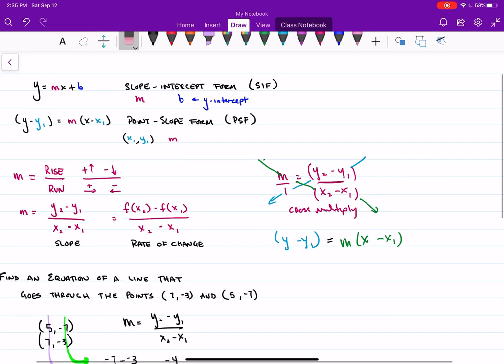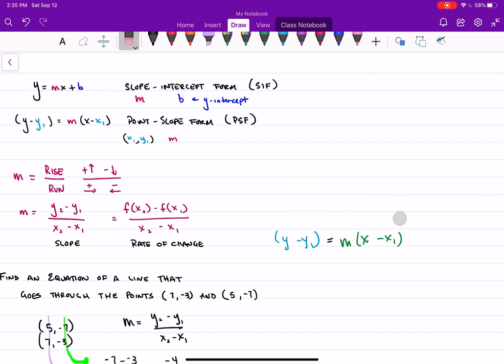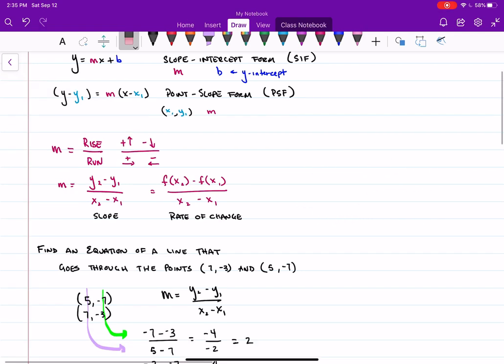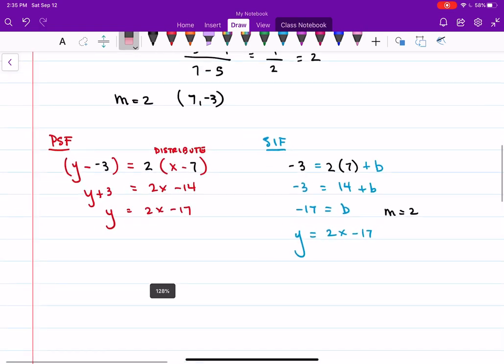Okay, so that's one way to remember how to do it because it's already there, part of your slope formula. Okay, so there you go.